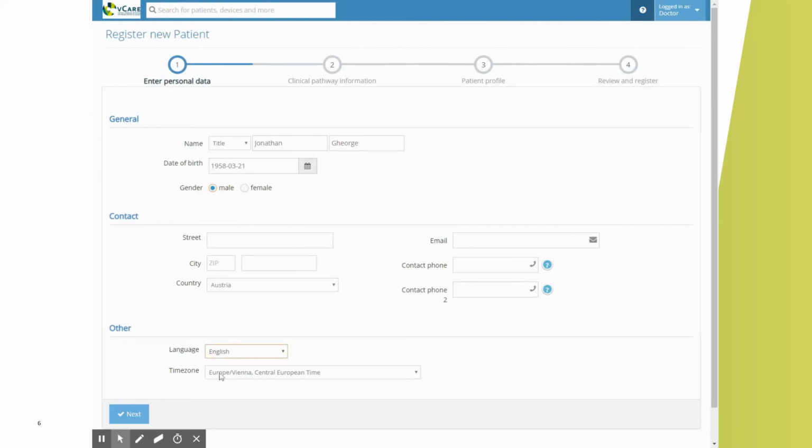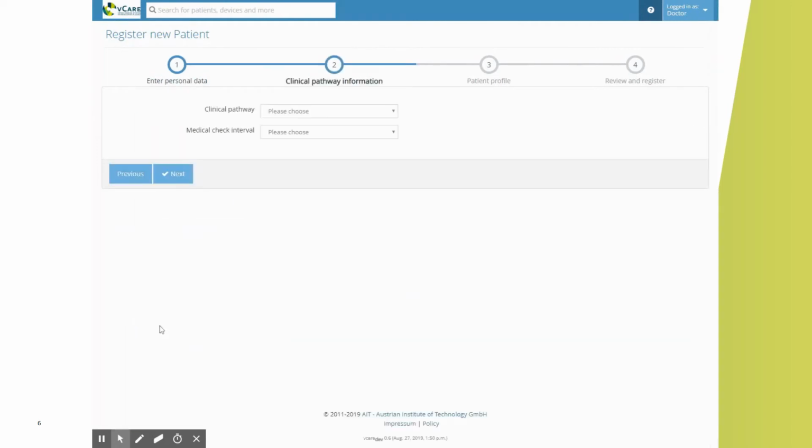Next, Dr. S chooses a clinical pathway. As Mr. George had a myocardial infarction 2 years ago, he chooses cardiovascular fitness and decides to perform a checkup every 4 weeks.